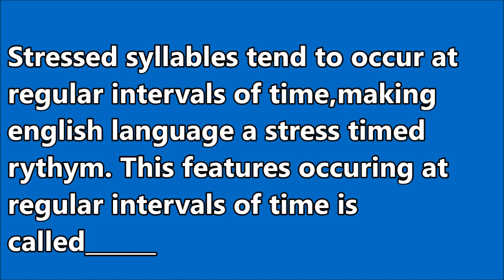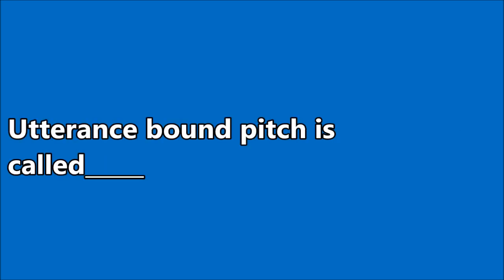Next question. Stressed syllables tend to occur at regular intervals of time, making the English language a stress-timed rhythm. These features occurring at regular intervals of time is called, the answer is isochrony.